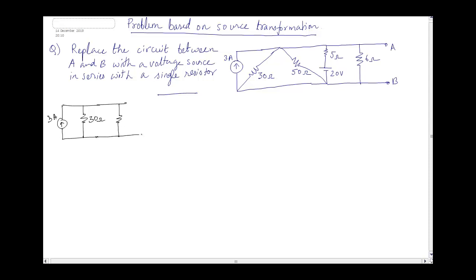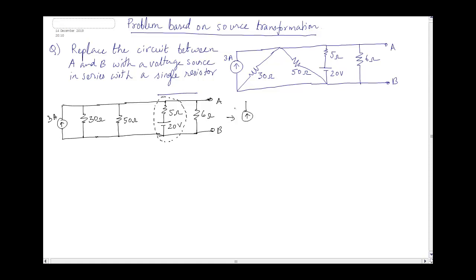Then we have a parallel resistance of 50 ohms followed by a 5 ohm and a voltage source of 20 volt, and then we have a 6 ohm resistor between terminals AB. Now the same thing can be transformed if I try to transform this section, which has a voltage source in series with a resistance. So the initial part remains the same.